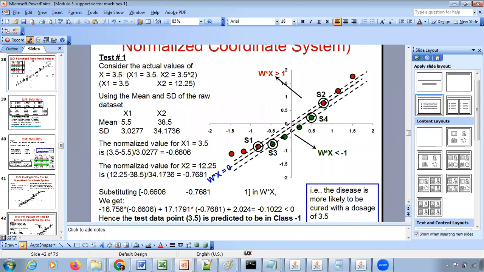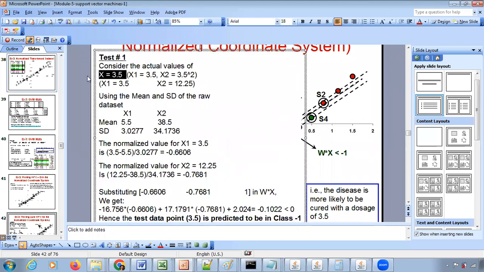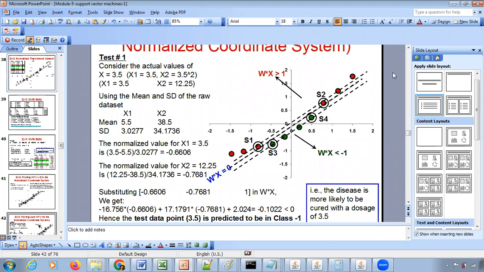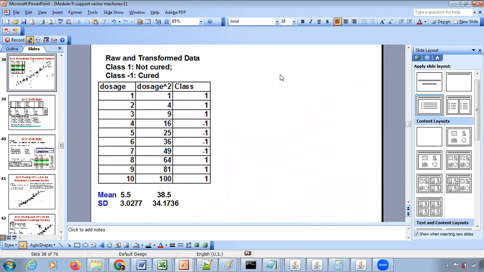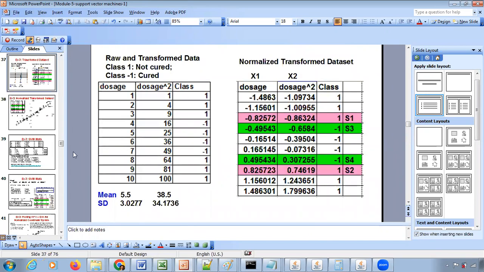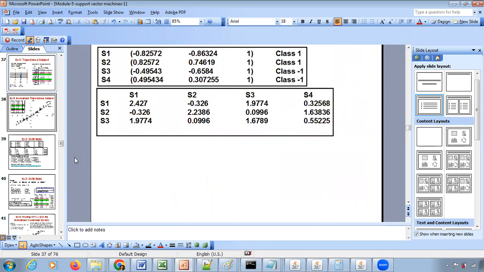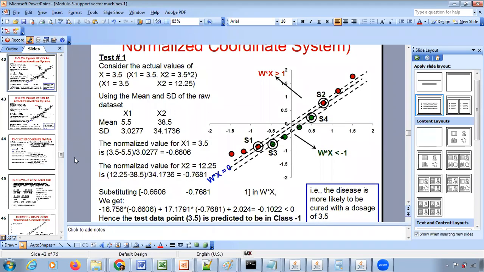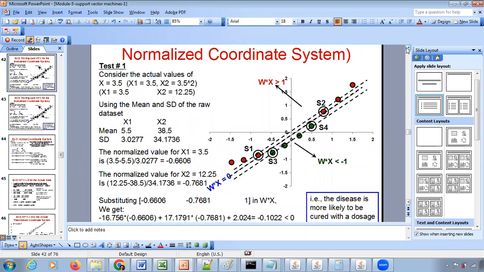Let's say the dosage level is 3.5. You know, there's a transition at 3 and 4. At 3, the person is not getting cured. At 4, the person is getting cured. So let's see at 3.5 what the model is telling, whether the person is going to get cured or not.